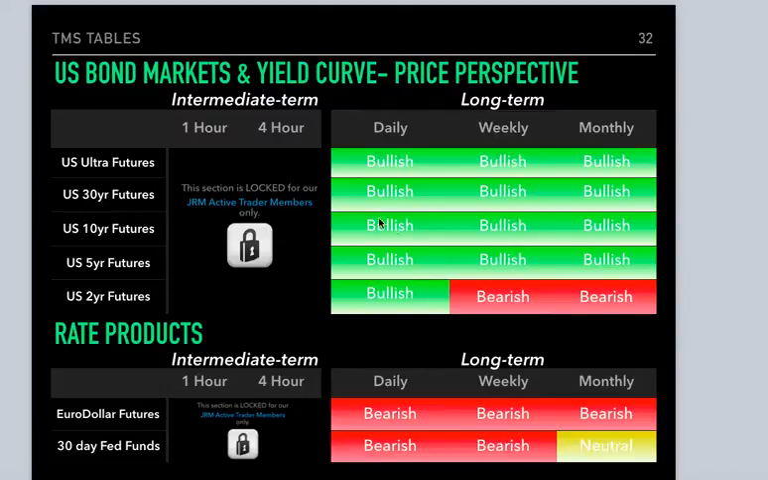But that said, this is another good visual, so you can see where the trends are and what might be turning. And I do this again across all the different asset classes. And then we kind of keep an eye on Euro-dollar futures and 30-day Fed funds.